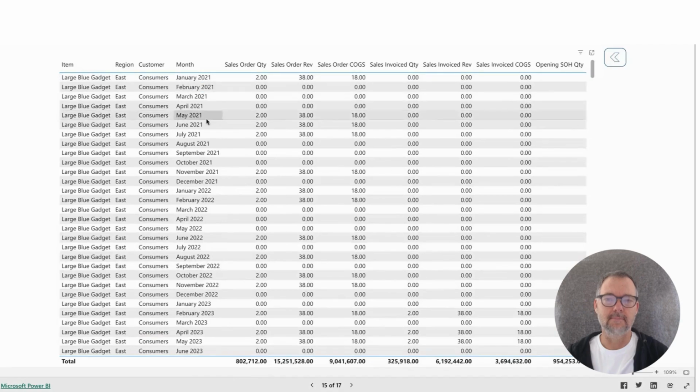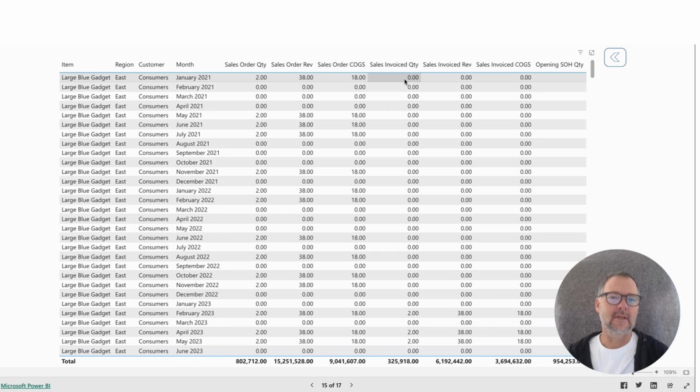We've got the month. This one is in months, but you can have it in days or weeks or anything you like. And importantly, the measures that we're capturing are the quantity of items that was ordered and then what that is in revenue, so that quantity times the sell price. Then you've got what it is in COGS, cost of goods sold, so quantity times the standard cost.